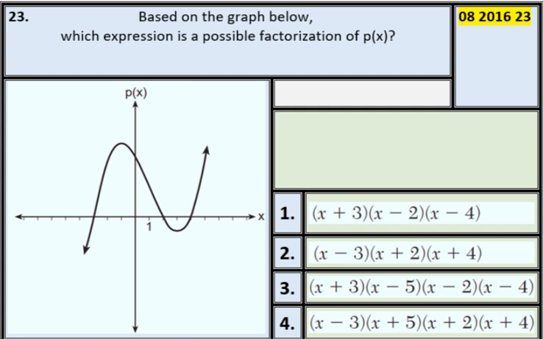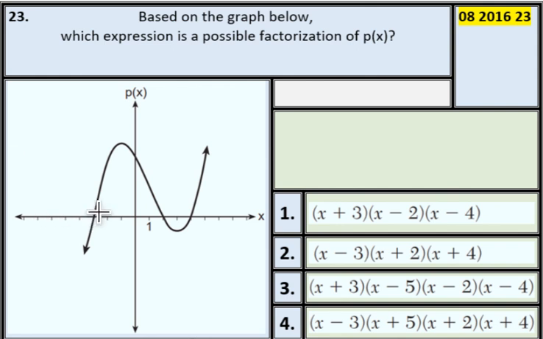Okay, question number 23. Based on the graph below, which expression is a possible factorization of p of x? So when I look at this graph, here's what I'm looking at. If I want to factor this, I want to find the zeros. I want to know where this graph crosses the x-axis.